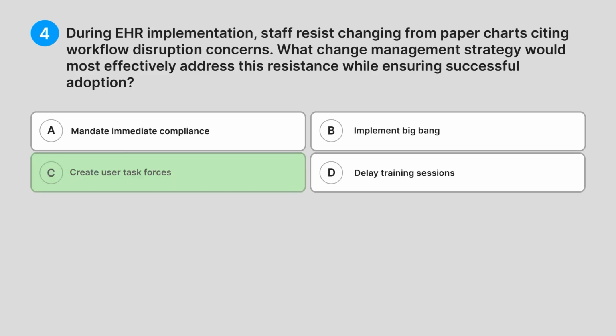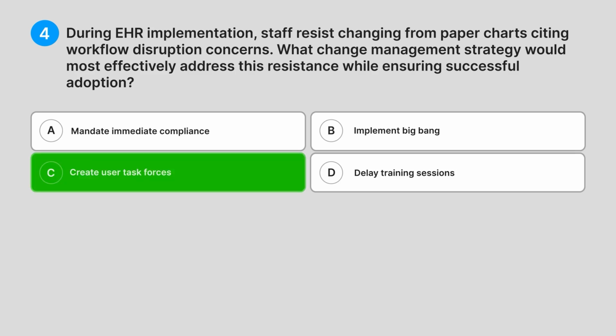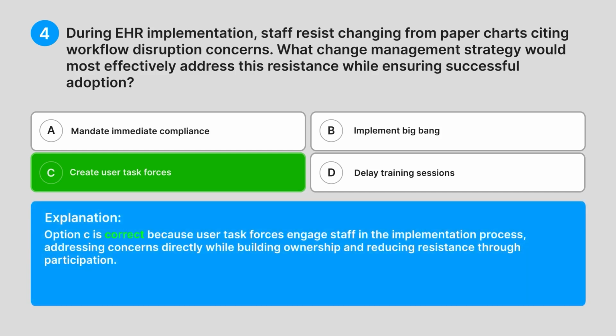Correct answer, C. Create user task forces. Explanation: option C is correct because user task forces engage staff in the implementation process, addressing concerns directly while building ownership and reducing resistance through participation.